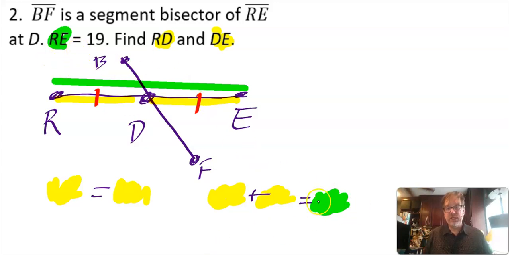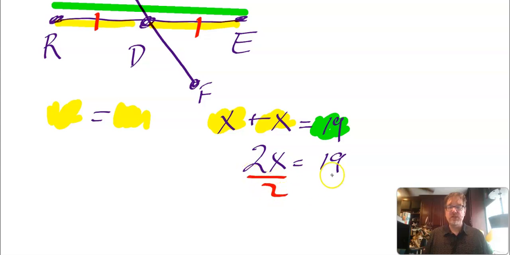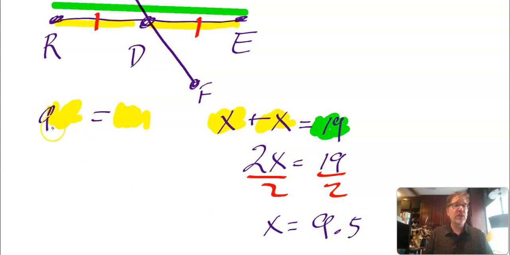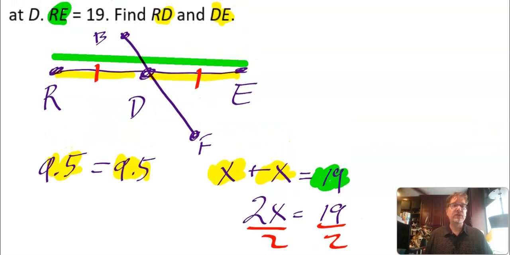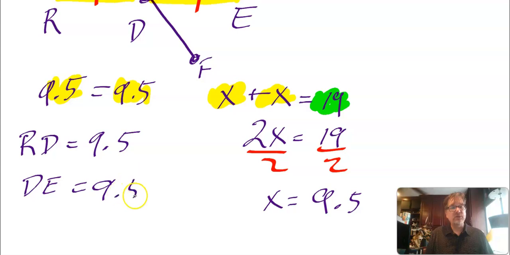Well, we know the green is 19. These yellows are going to be the same, so I'm going to call them both x. So 2x equals 19. Let's divide by 2. x equals 9.5. Boom. So both yellows are 9.5. When we look back up at the top, the length of RD is 9.5, and the length of DE is also 9.5.